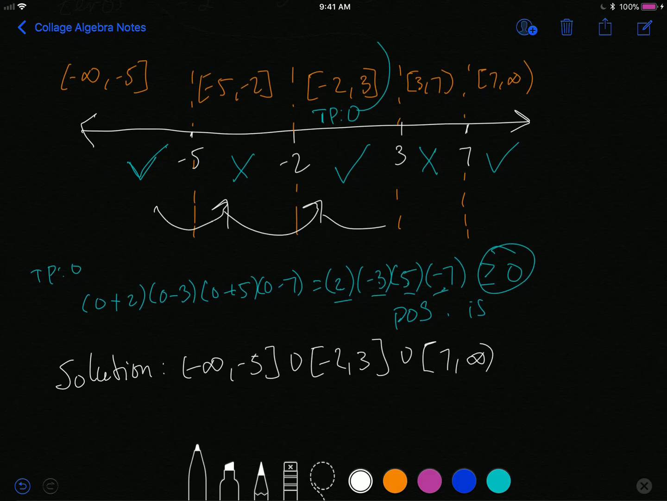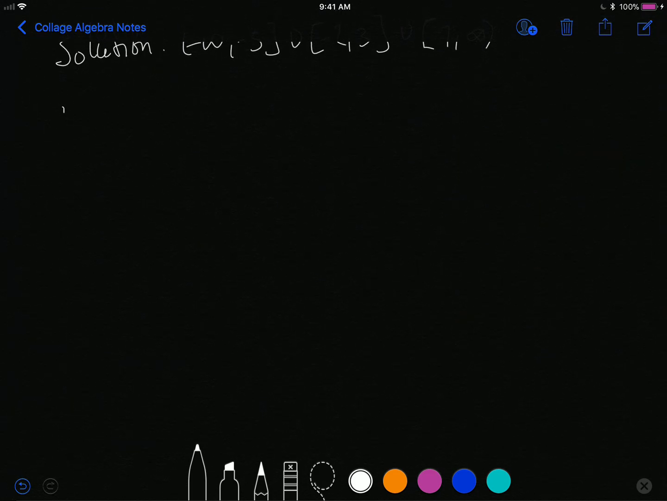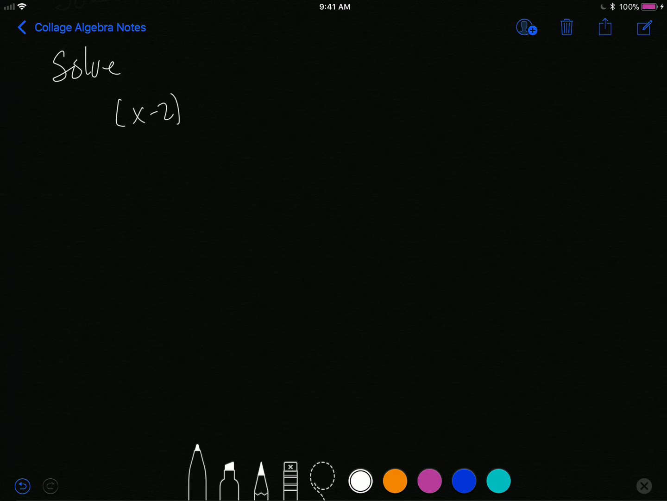Alternate, alternate, alternate, alternate. Well, how do I know that they're alternating as opposed to not alternating? Let's look at an example and let's explain. Let's say I have this problem right here. I want to solve the inequality of x minus 2 squared times x plus 4 times x minus 5 squared times x minus 3. And I want to know when this is less than 0.